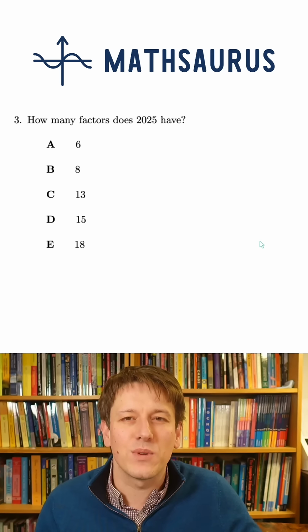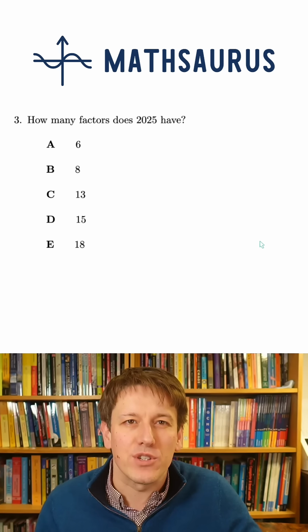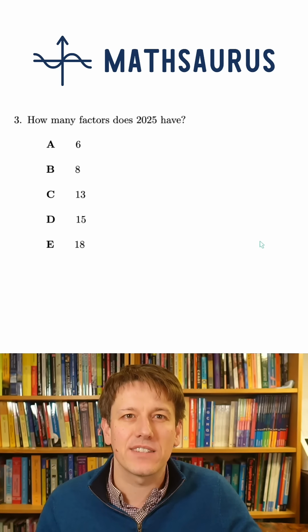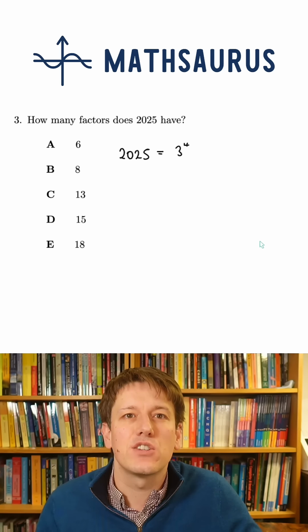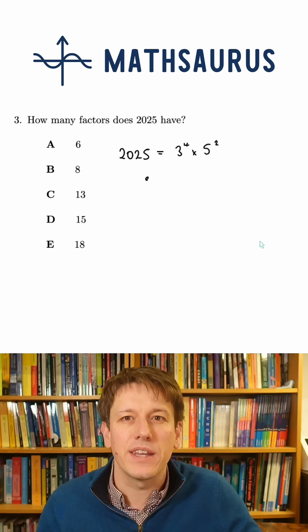Can you solve this 2025 Maths Challenge question without doing too much work? How many factors does 2025 have? We can start with the prime factorisation of 2025, which is 3 to the power of 4 times 5 squared. And you might start looking around for factors.